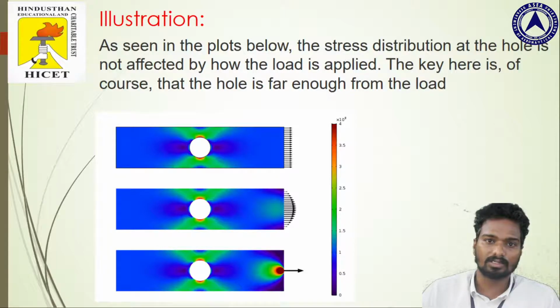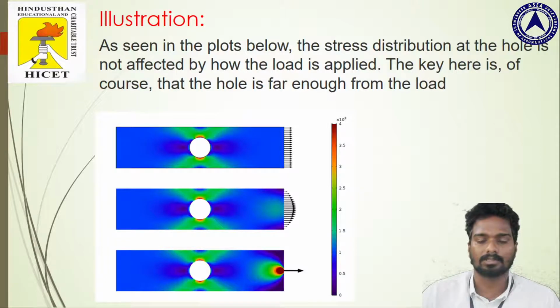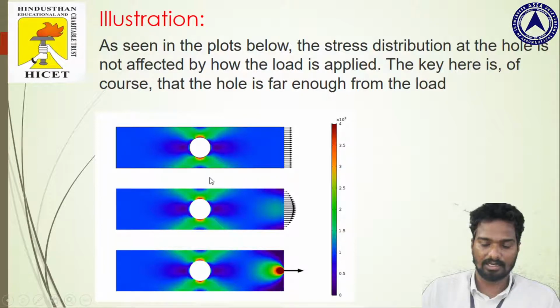So whether it is a uniformly distributed load, a parabolic load, or a concentrated load, the magnitude remains the same. For example, it must be 150 megapascal or 200 megapascal. Whatever it is, it should be the same. Now if you see with the help of the stress contour, the color, the area around the hole in the three cases shows that there is no change in stress, since the contour looks similar in all three cases.